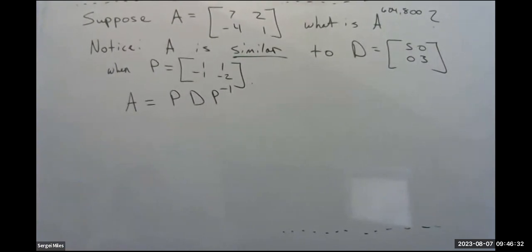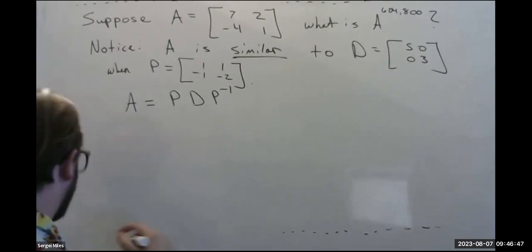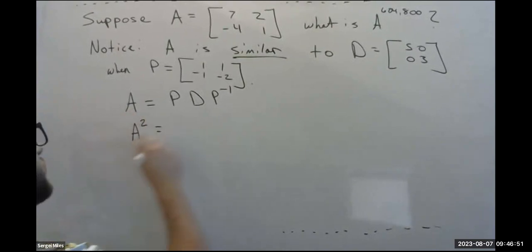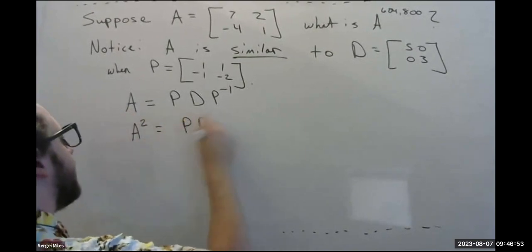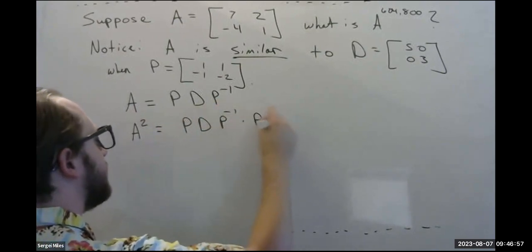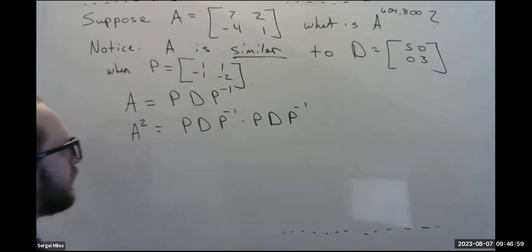Okay, and right, this is our definition for similar matrices given in the 5.2 lecture. Okay, fine. But why does this help? How does this help us solve anything? Well, think about this. If we raise it to a power, A squared means I have P D P inverse times P D P inverse.